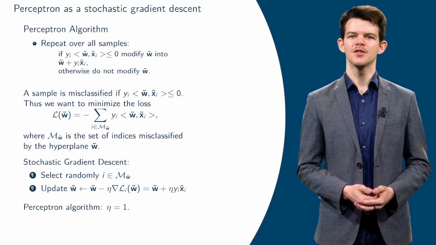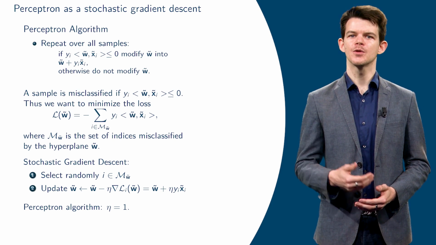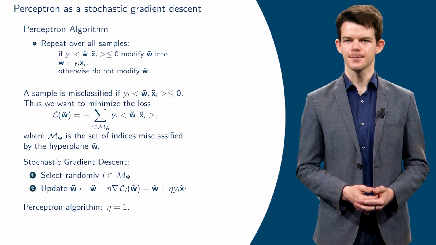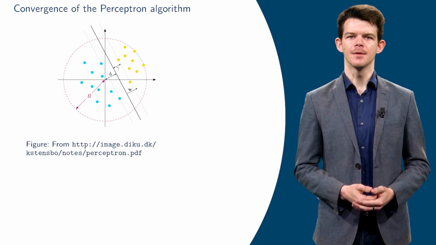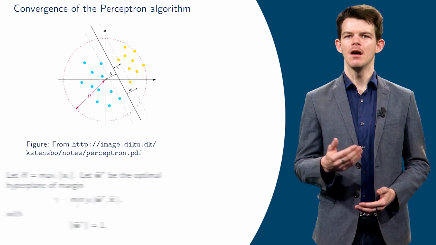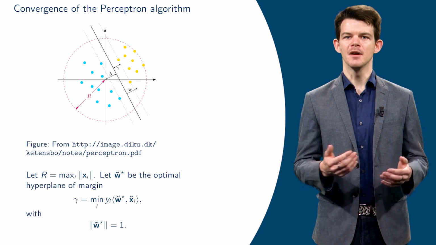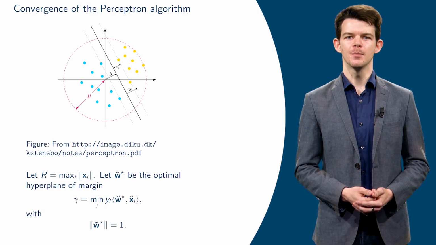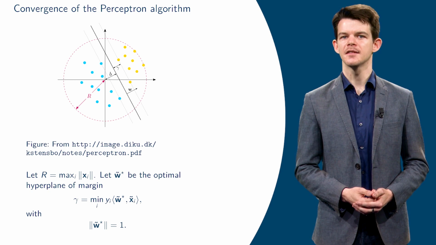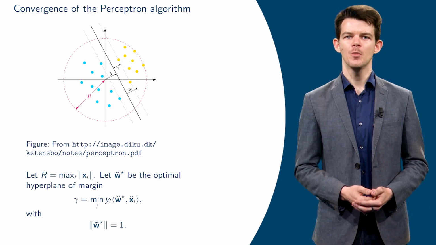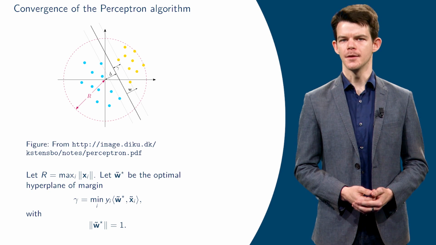Note that the perceptron algorithm is one of the first iterative methods used to solve a problem involving a dataset. The question we may ask for any learning algorithm is, does this algorithm converge, and if it does, what is its rate of convergence? To answer this question, let's define some notations. Let's take R as the maximum of the norms of xi, W tilde star as the optimal hyperplane of optimal margin, gamma defined as the minimum over all samples of yi, W tilde star, xi tilde, with the constraint that the norm of W tilde star is equal to 1.